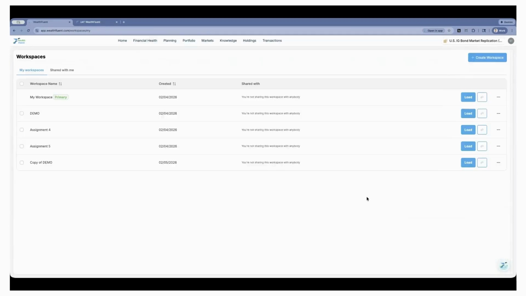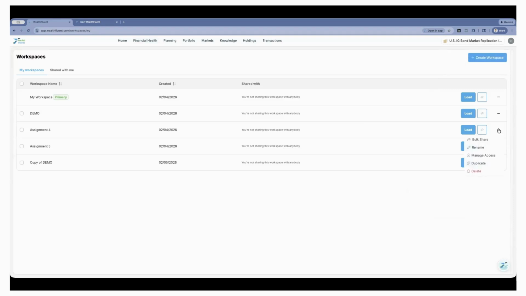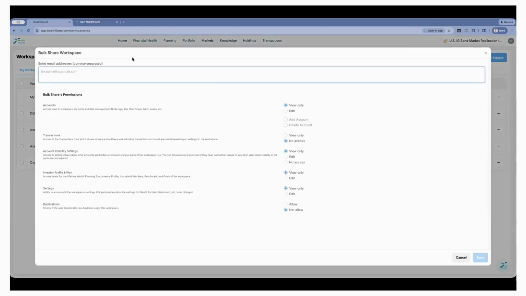Then again, in manage workspaces, this is where, if I have an assignment and I'm ready to turn it in, I can share with any WealthFluent user. All you need to know is their email address. You can also bulk share it. Let's say you need to share with all three professors in this course at once. You can just paste in their emails and share with them.